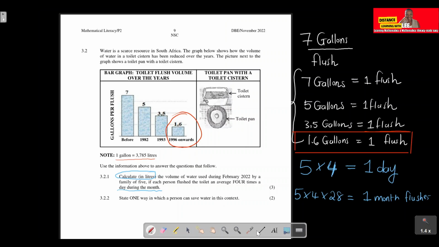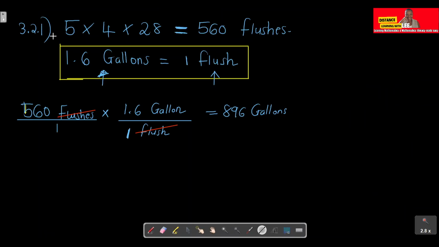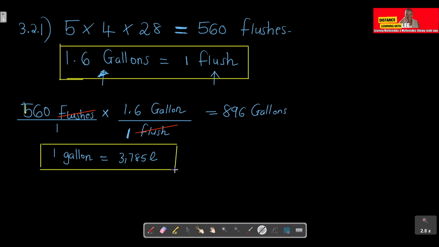So now we also have this additional information that I said you need to take note of, that 1 gallon is actually equal to 3.785 liters. Now that we've moved our units from flushes to gallons, we can convert those gallons into liters by using this formula that is given to us. Again, we are told that 1 gallon is equal to 3.785 liters.